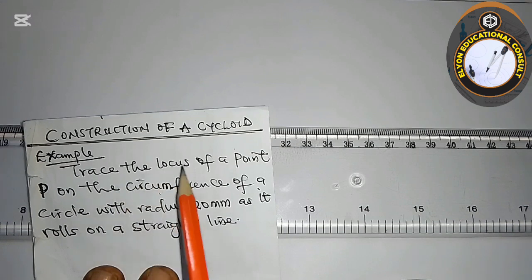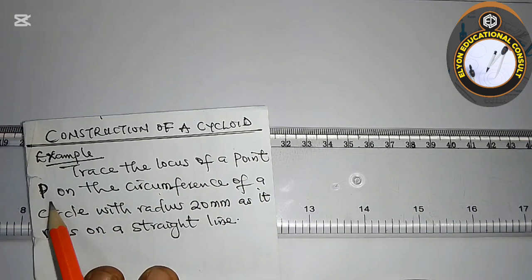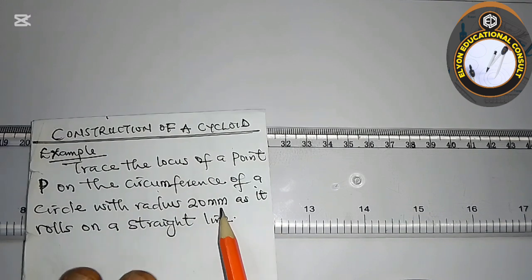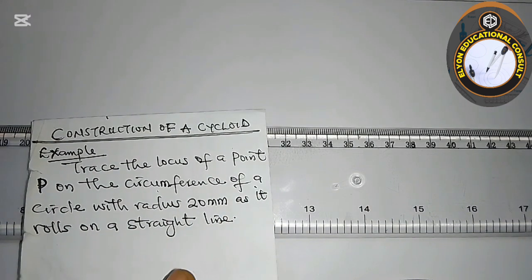We are told to trace the locus of a point P on the circumference of a circle with radius 20 mm as it rolls on the straight line. So that tells us that it's a cycloid we are to construct, because like I said, a cycloid is a path traced by a point on the circumference of a circle as it rolls along a straight line.